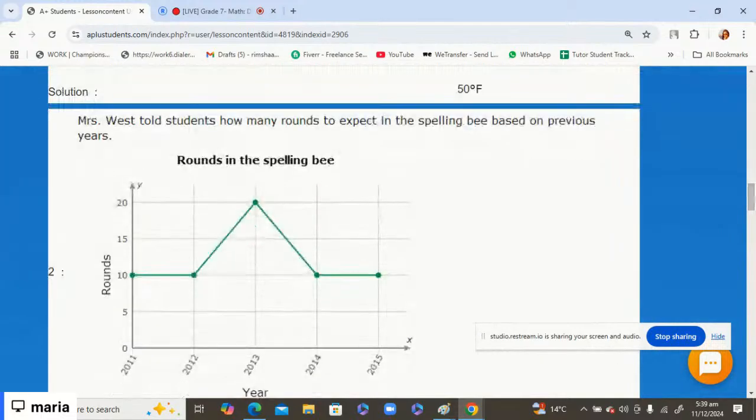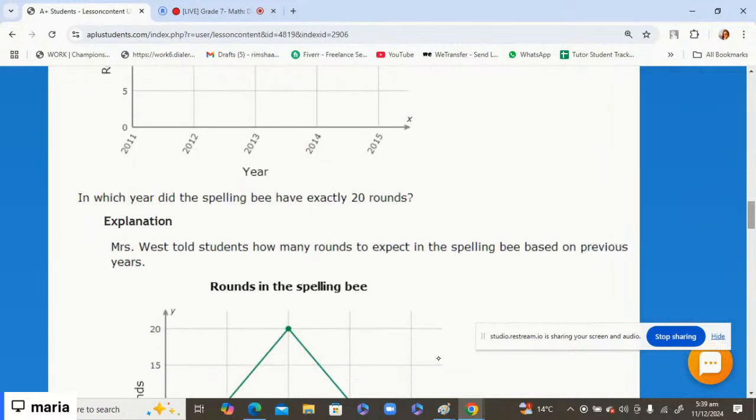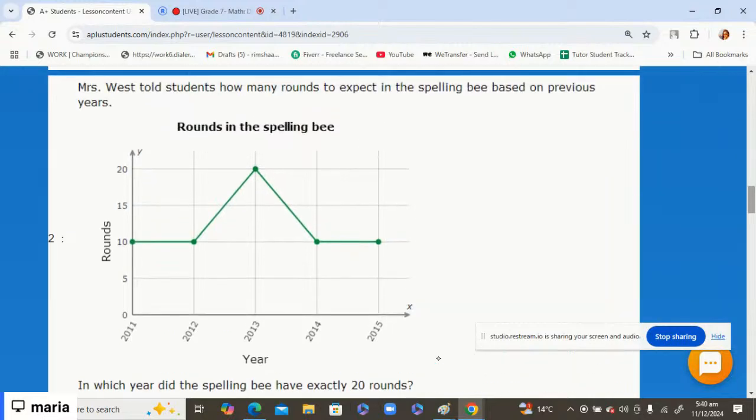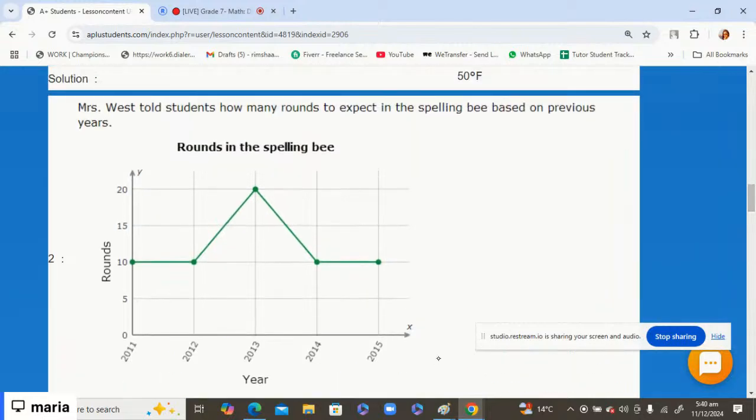now look at this. Mr. West told the students how many rounds to expect in the spelling bee based on the previous years. 2011, 12, 13, 14 and 15 are given, and from 2011 to 2012 it's 10 because it's continuous. Then in 2012 it suddenly increases to 20, and then in 2013 it moves back, and 2014 it's again the same, and 2015 it's again the same. In which year did the spelling bee have exactly 20 rounds? Exactly 20 rounds, it's 2013.